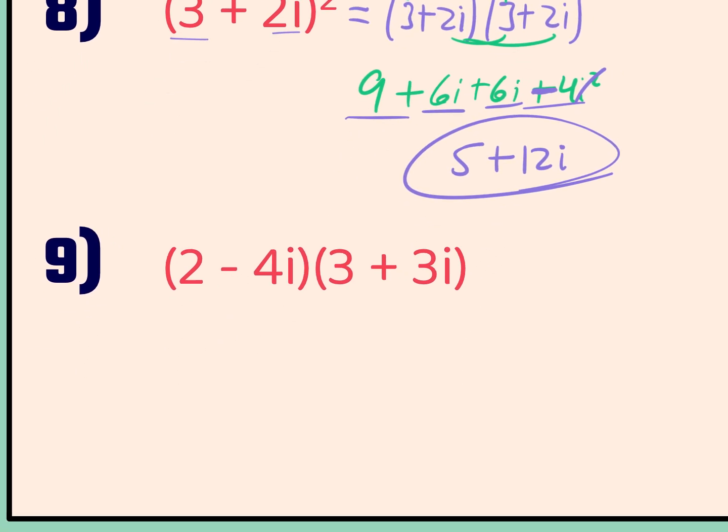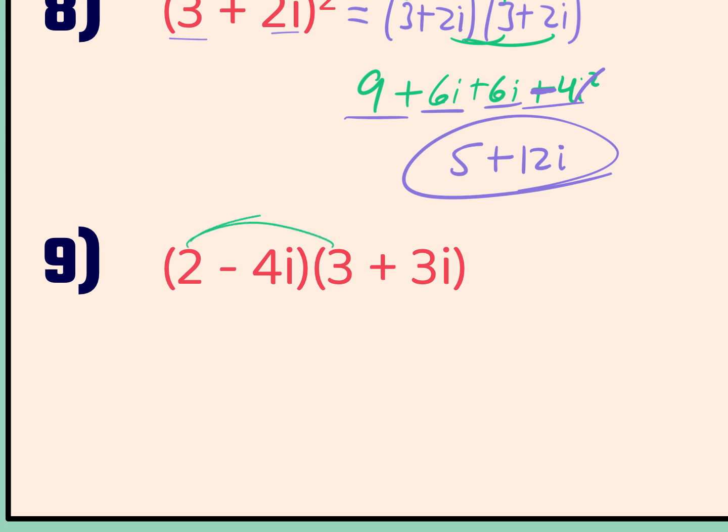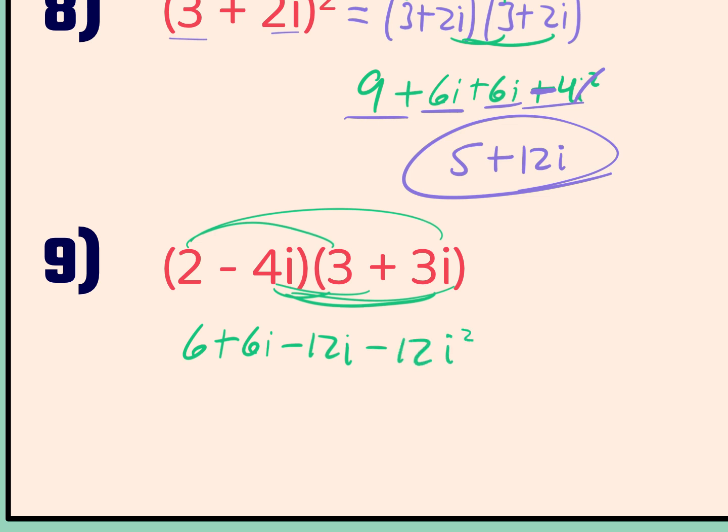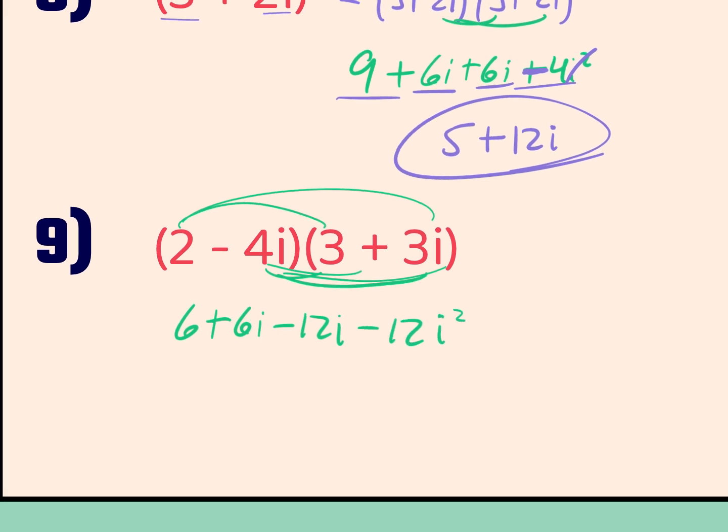All right, last one on this page, another foiling one. Let's just keep going with this one. 2 minus 4i times 3 plus 3i, we want to FOIL as normal. All right, 2 times 3 is 6. 2 times 3i is plus 6i, right? Minus 4i times 3 is negative 12i. And then negative 4i times 3i is going to get us negative 12i squared. Again, if you see an i squared, cross it out, change the sign in front.